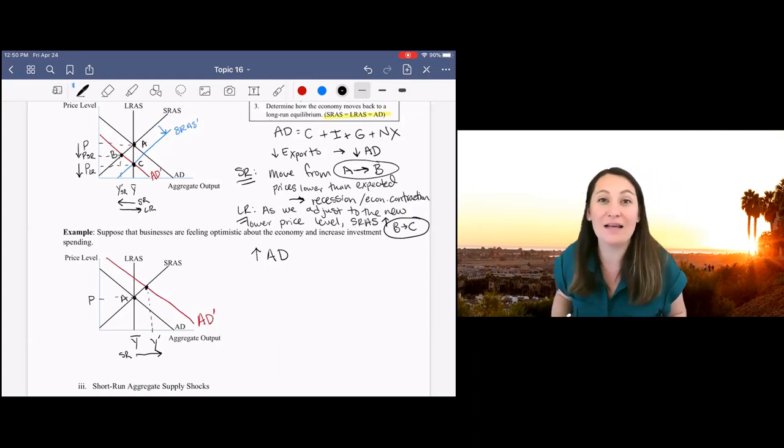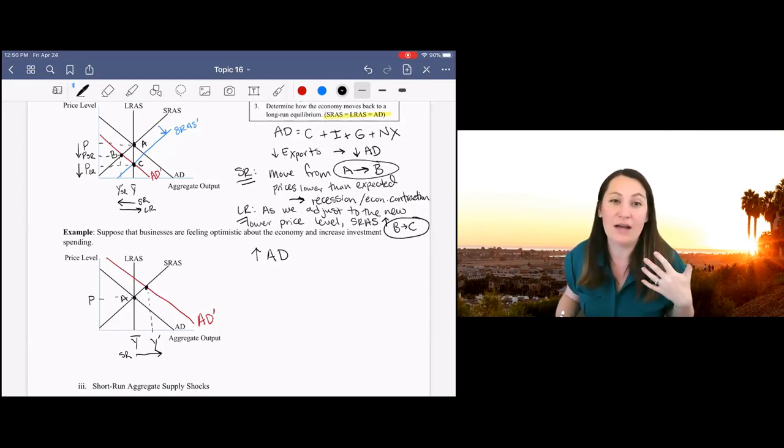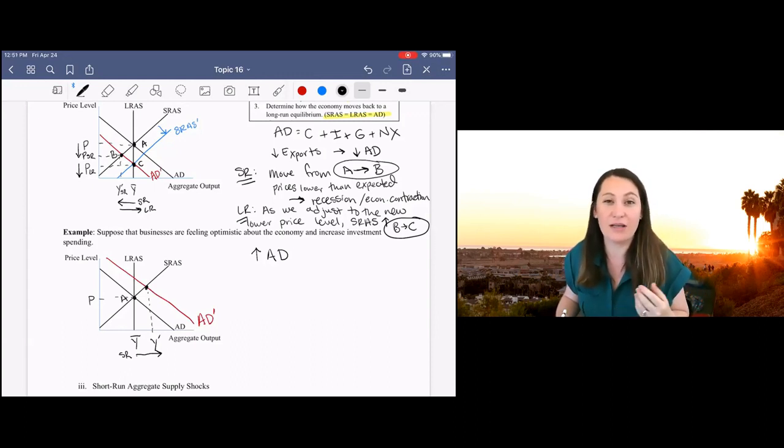Businesses, all of a sudden, they're excited. They're trying to grow, right, and invest in expanding. That's not necessarily a bad thing if it's based on our fundamentals in our production function. But in this case, it's not. It's just simply based on a feeling that they have.